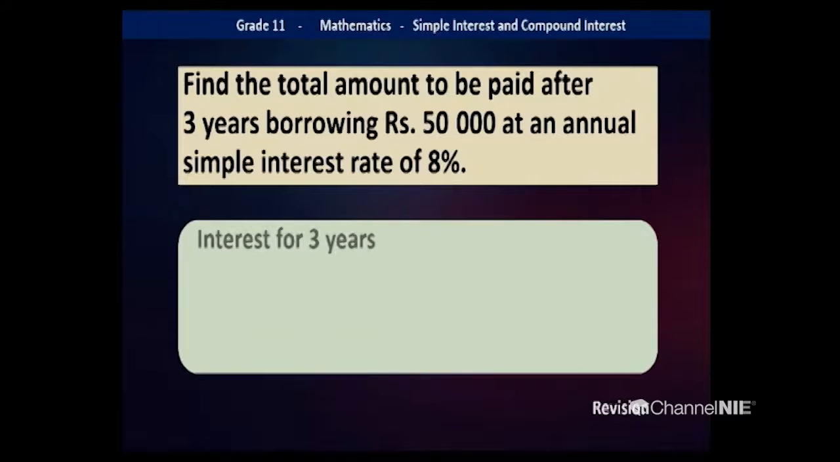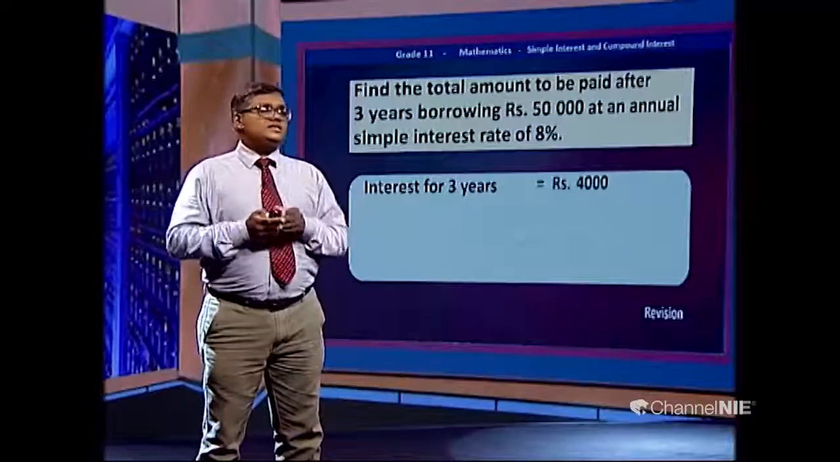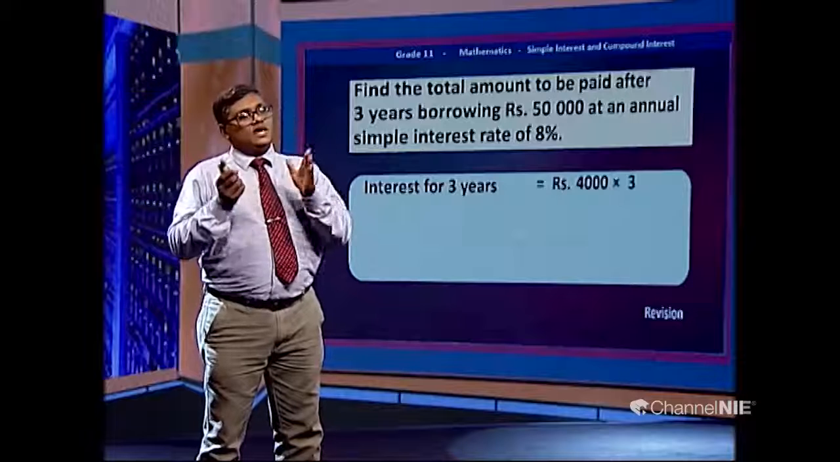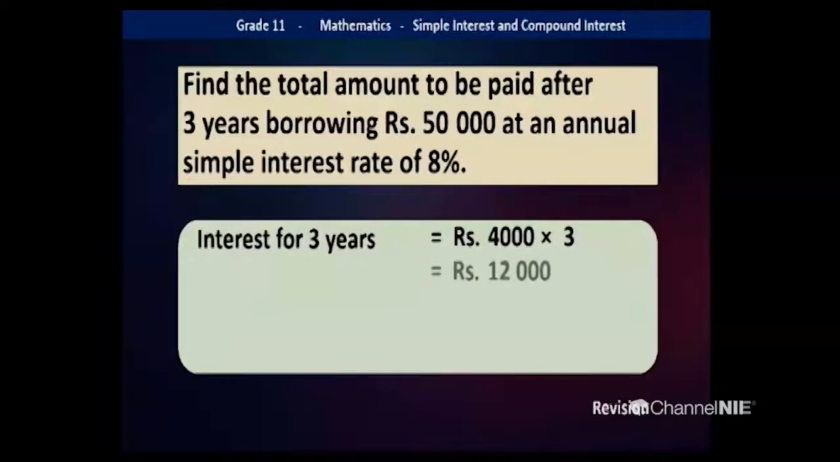Then the interest for 3 years. Now we first calculated the interest for 1 year. We studied that if you calculate the interest for 3 years, you have to multiply it by 3. The annual interest is 4,000. Once you multiply it by 3, 4,000 into 3, 12,000. That means the total interest is 12,000 for the 3 years.